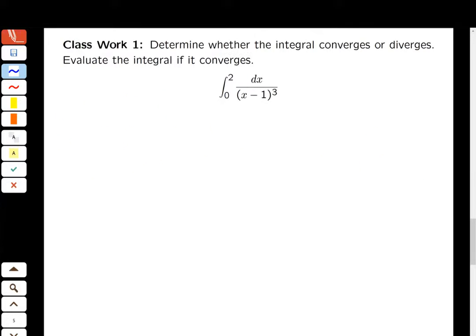Okay. You guys get to try one. Your first step is to determine where this is undefined.